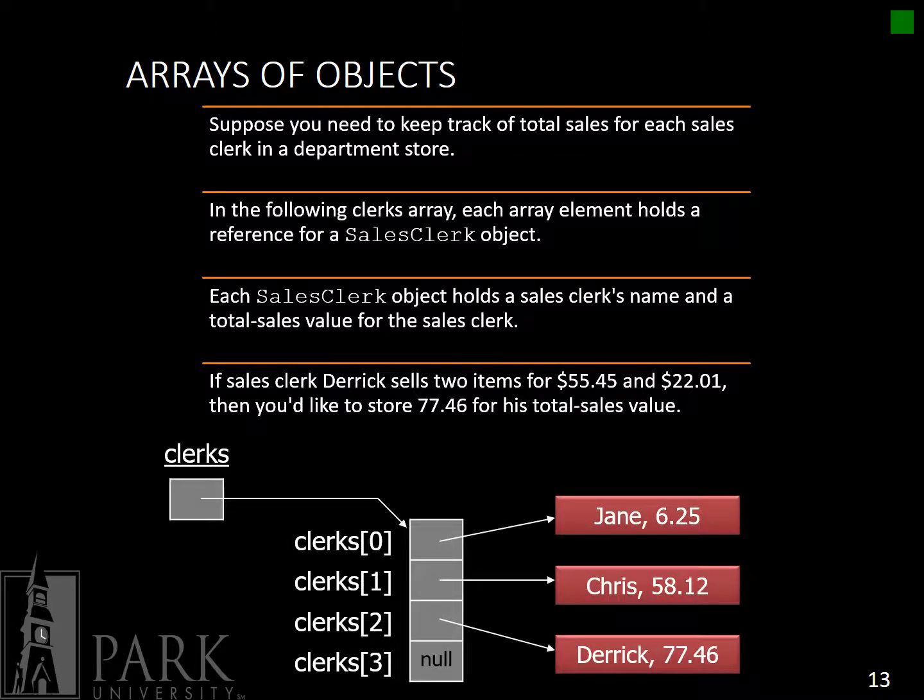So this is kind of what that would look like, right? We have this array called clerks, and it's going to be an array of sales clerk objects. So clerk 0 is going to be a clerk, and clerk 1 is going to be a clerk, and clerk 2 is going to be a clerk, and so on and so forth, right? So let's take a look at this in code and see how we can use the array to store our array objects.